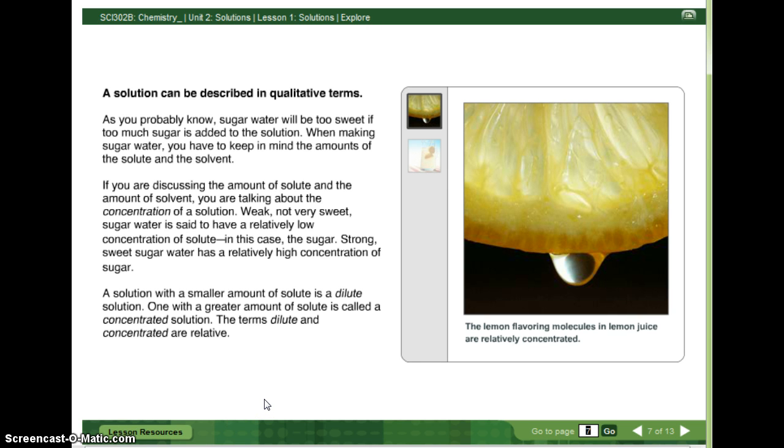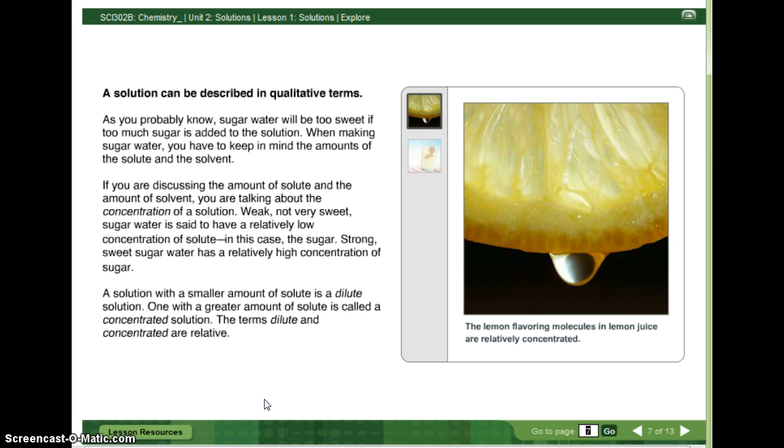A solution can be described in qualitative terms. As you probably know, sugar water will be too sweet if too much sugar is added to the solution. When making sugar water, you have to keep in mind the amounts of the solute and the solvent. If you are discussing the amount of solute and the amount of solvent, you are talking about the concentration of a solution. Weak, not very sweet sugar water is said to have relatively low concentration of solute, in this case, sugar. So in other words, there's not enough sugar, it doesn't taste very sweet, it has a low concentration. Strong, sweet sugar water has a relatively high concentration of sugar.